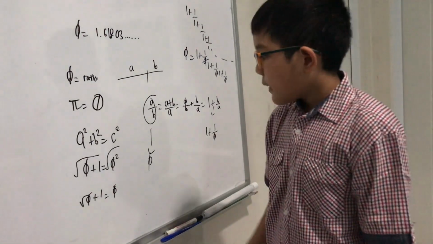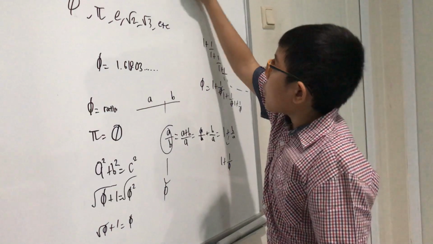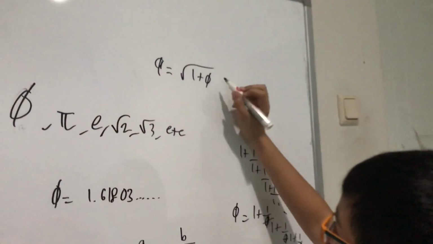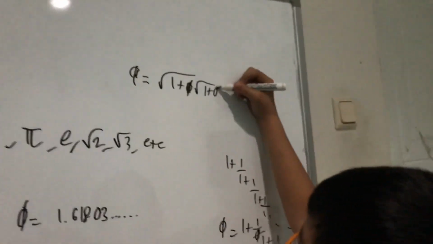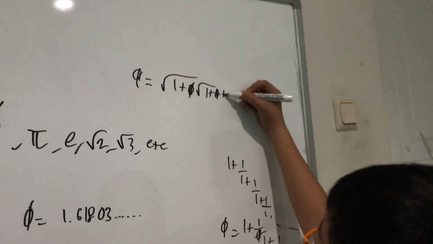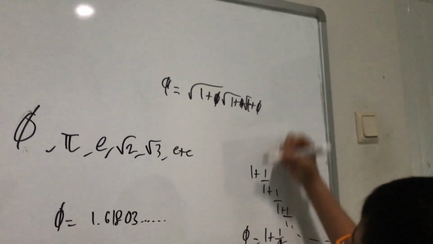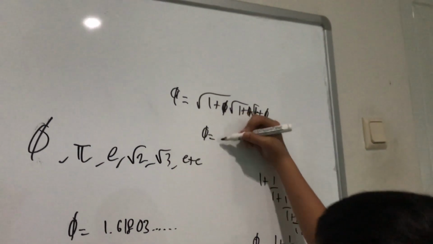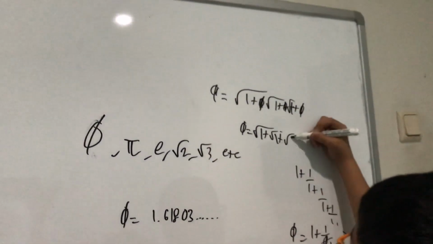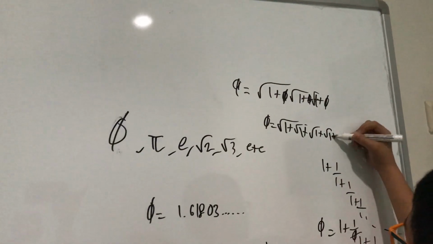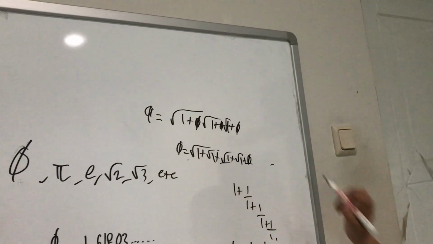It means that phi is equal to the square root of 1 plus phi. And this phi is equal to the square root of 1 plus phi. And this phi is equal to the square root of 1 plus phi. So phi is equal to the square root of 1 plus the square root of 1 plus the square root of 1 plus the square root of 1 plus phi. And you can keep on doing this until it reaches infinity.